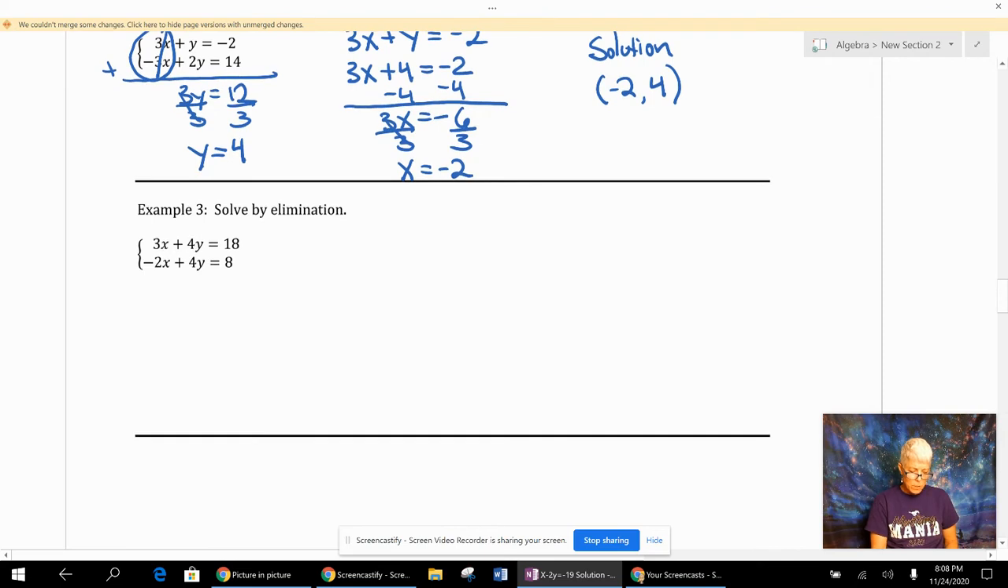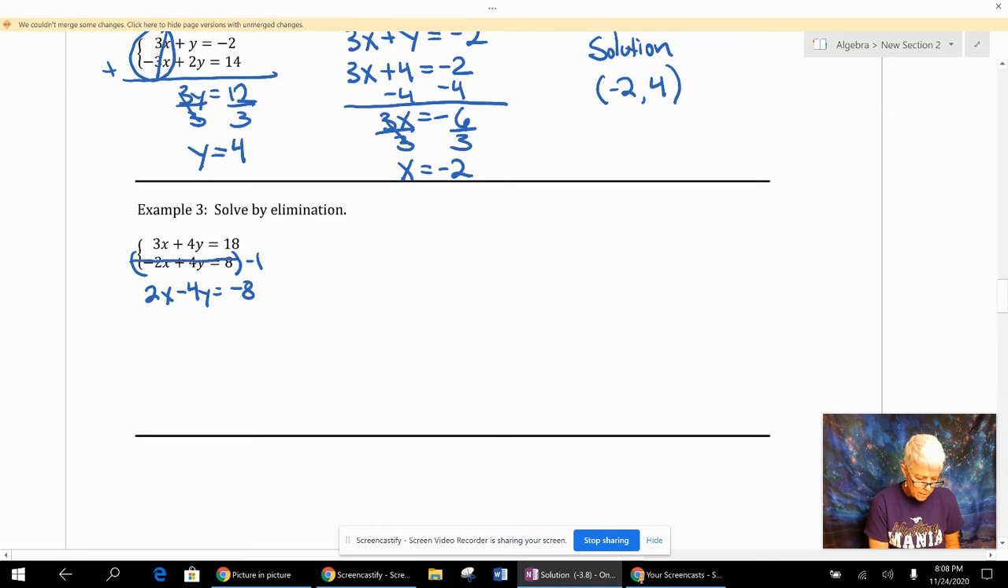All right, and the next one too. Now here I have a problem because I don't have something that's going to automatically cancel out the other. So I'm going to need to change one of the equations. I'm going to take this entire equation right here and multiply it by negative 1. Because when I do that, you'll see what's going to happen. So this becomes a positive 2x. This becomes a negative 4y. And this becomes a negative 8.